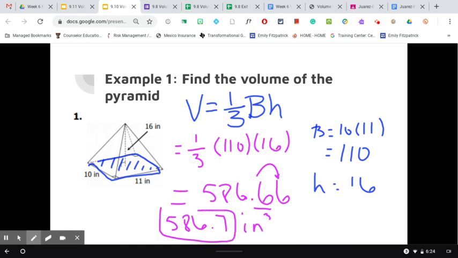But remember, when you're doing your form, don't put the inches cubed because it'll count your answer wrong. Just put the number and make sure you round to the nearest tenth, because if you don't, it'll also count your answer wrong. That's it. Let's go on to the next one.